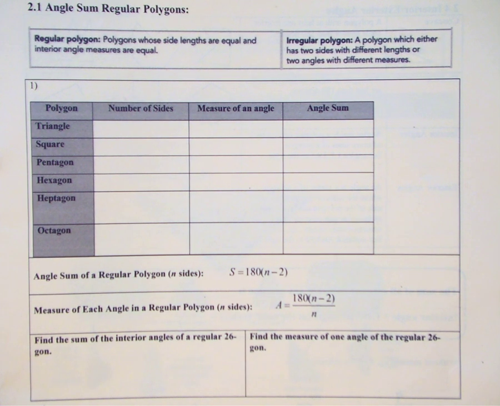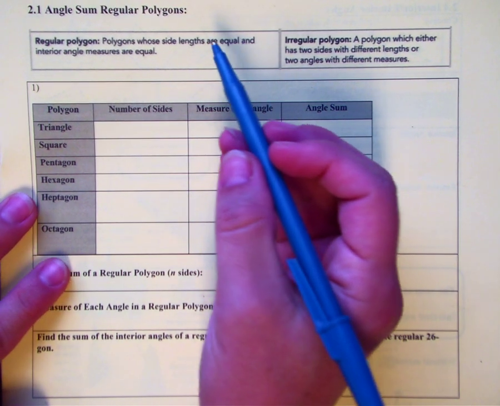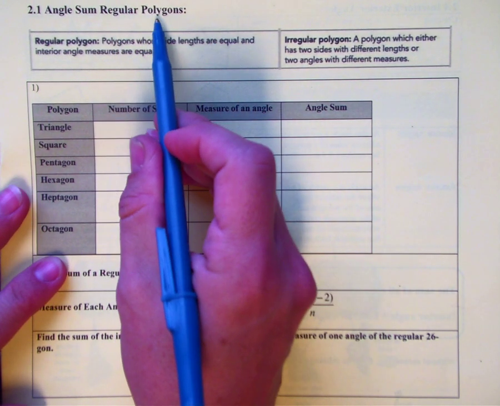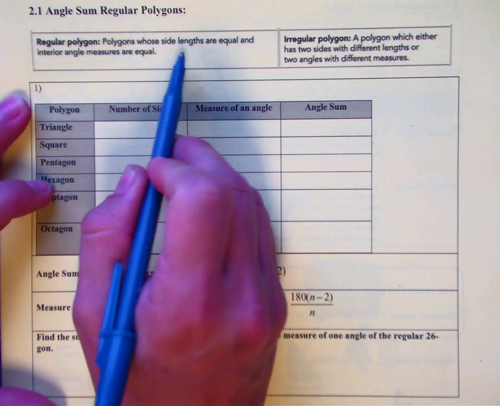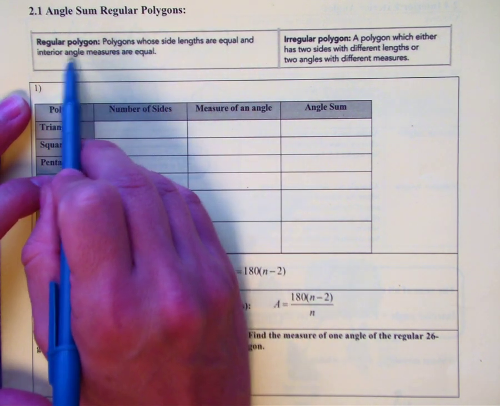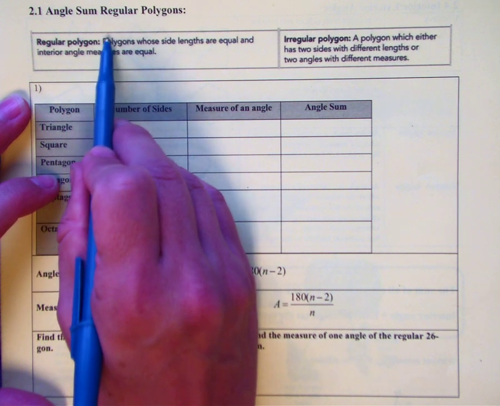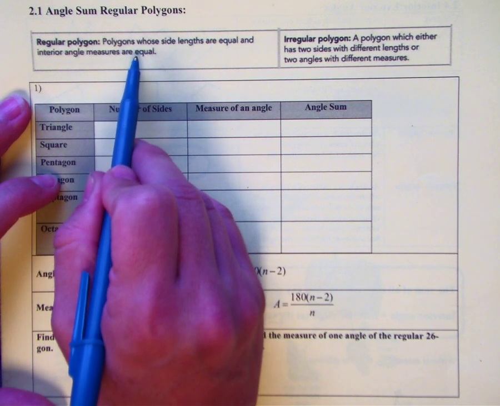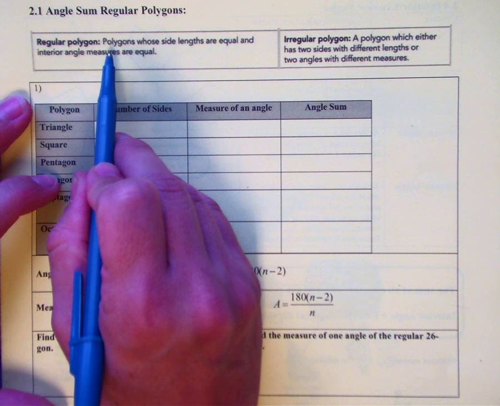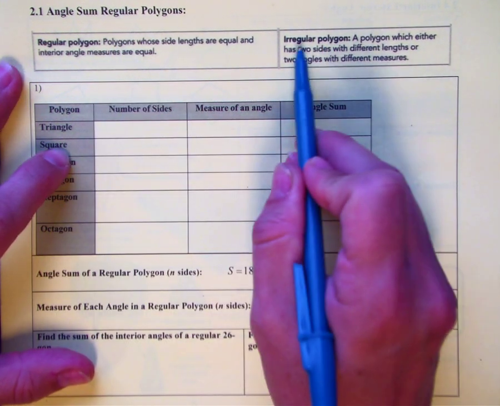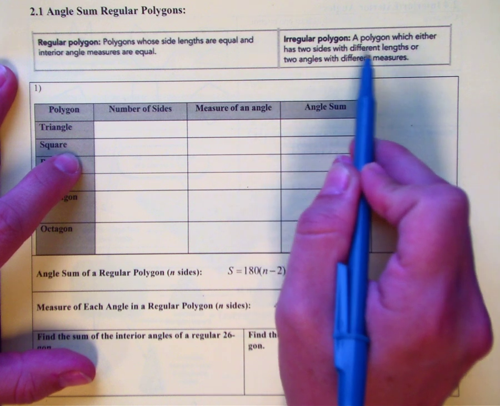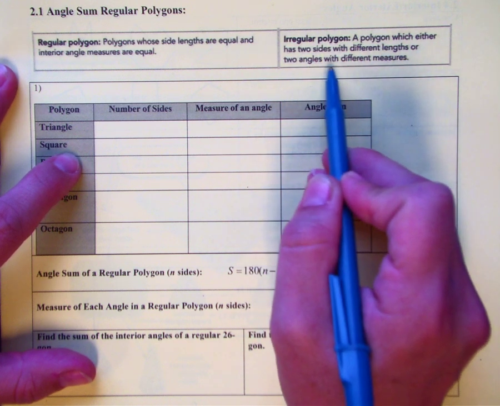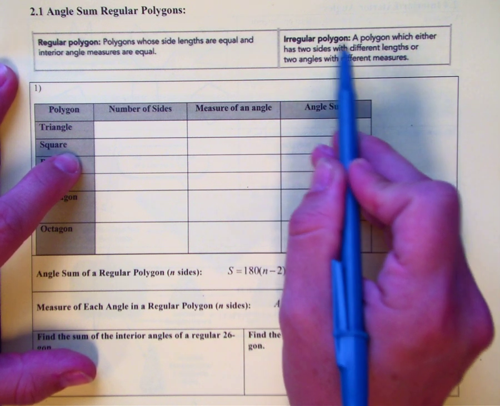All right, today we are going to learn about how to do the angle sum in regular polygons. So first we need to know, well, what is a regular polygon? Regular polygons are polygons whose side lengths are equal and interior angle measures are equal. So basically we're saying all the sides in the shape are the same, all the angles within the shape are the same. Okay? Versus an irregular polygon would be a polygon with either two sides with different lengths or two angles with different measures. So bottom line, irregular, they're not all the same.